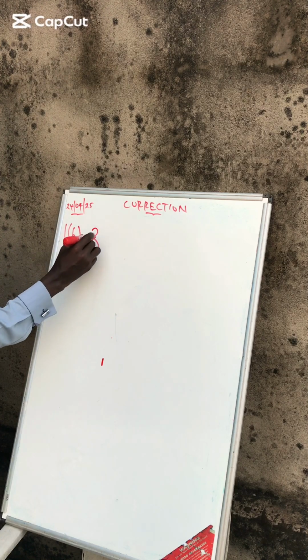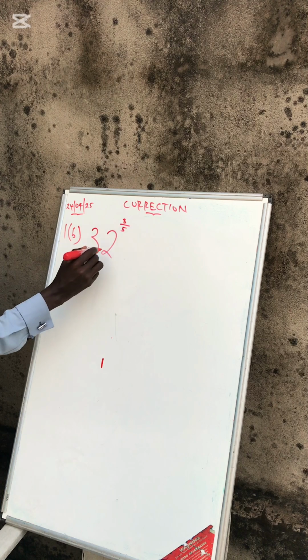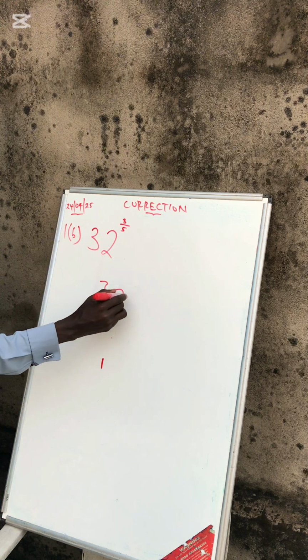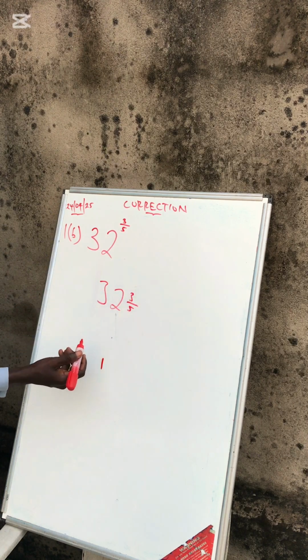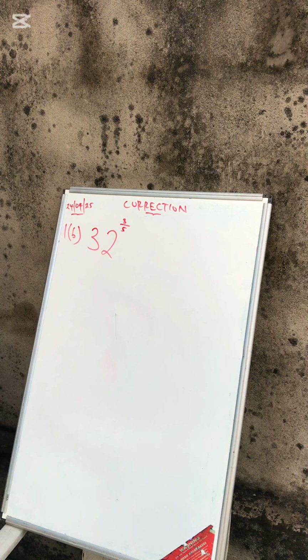Look at the way you write it. A big 32 and a tiny 3/5 here. Don't write it this way. This one is 32 on number 3/5, and that's not it. That's what it is. Do you understand? So let's go. 32 raised by 3/5.